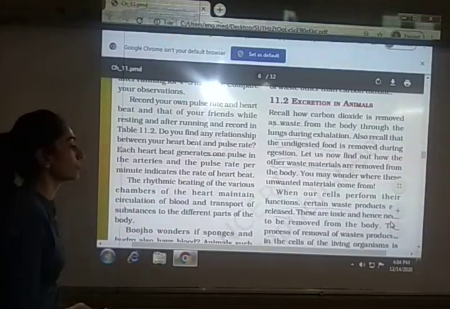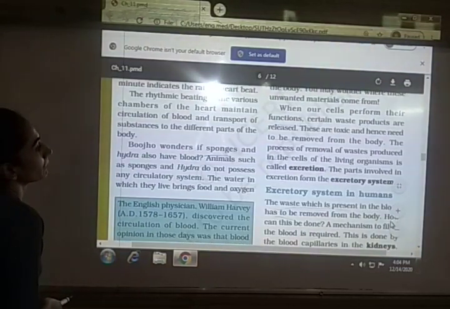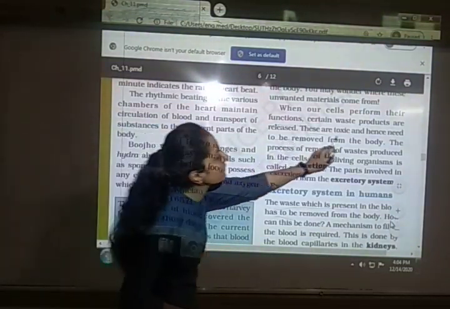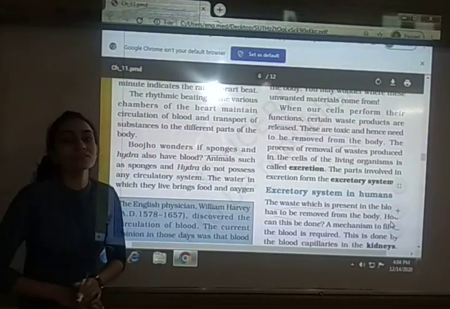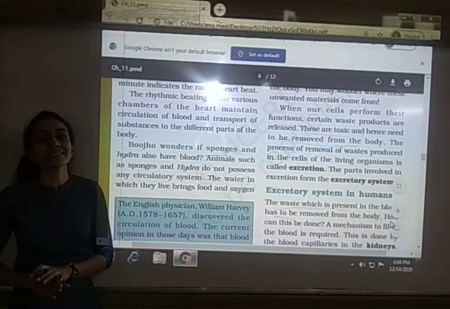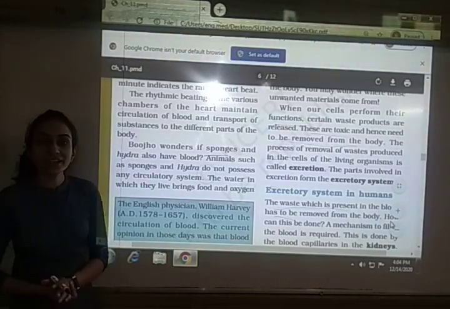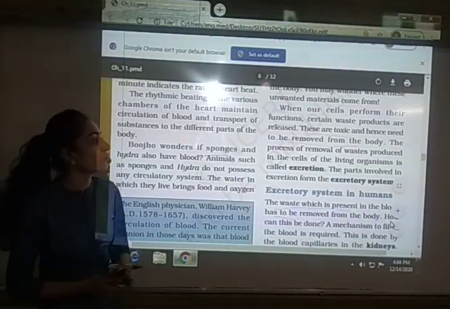Why? Here it is given to you that these products are toxic and hence need to be removed. Toxic means harmful. The waste products produced during these life processes are toxic or harmful to our body, and that's why it is necessary to remove them.